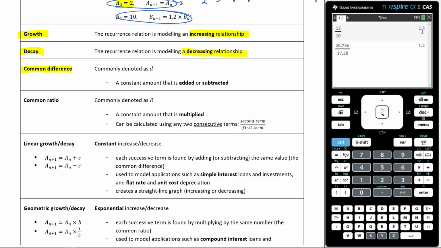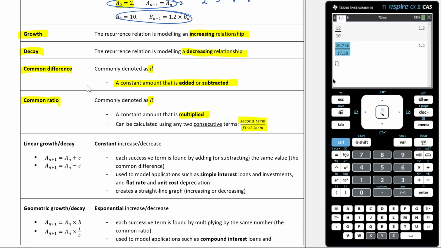My common difference, commonly denoted as D, is a constant amount that is added or subtracted. So that's a common difference. A common ratio, commonly denoted as R, is a constant amount that is multiplied. So it can be calculated using two consecutive terms, second term over first term. And that's exactly what we saw on our CAS when we did this. So see how we went second term divided by first term?